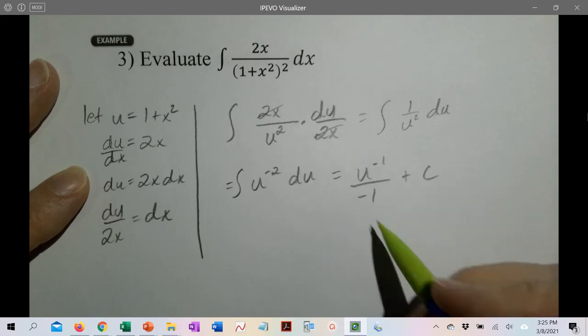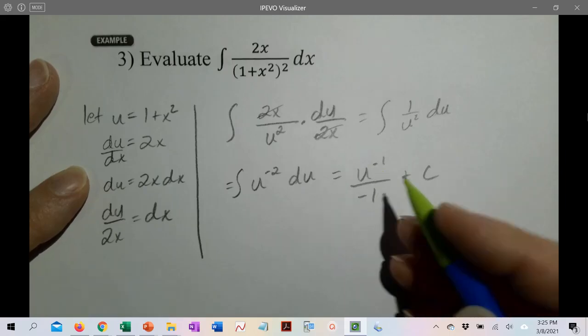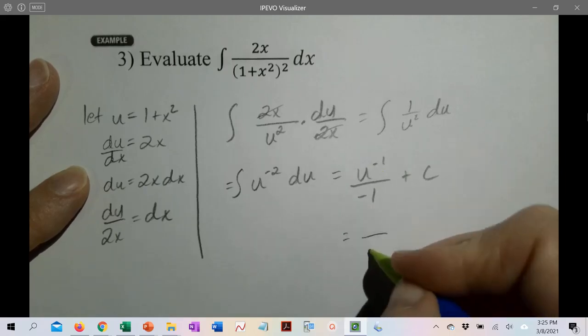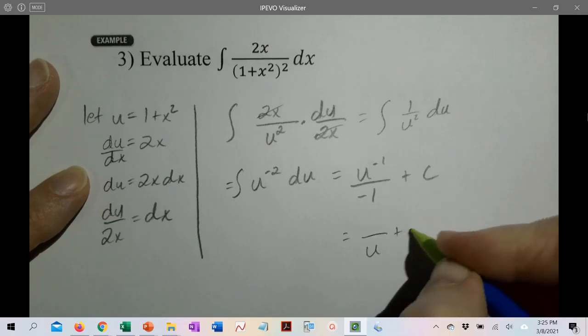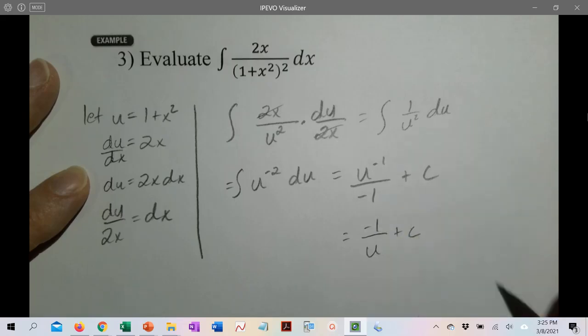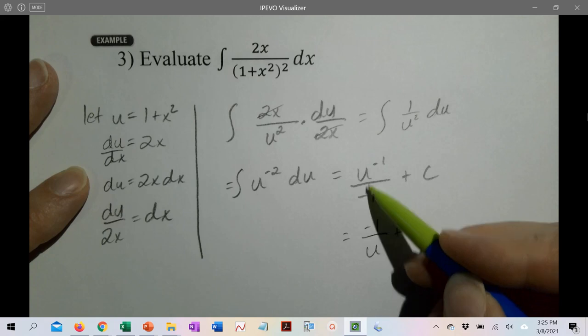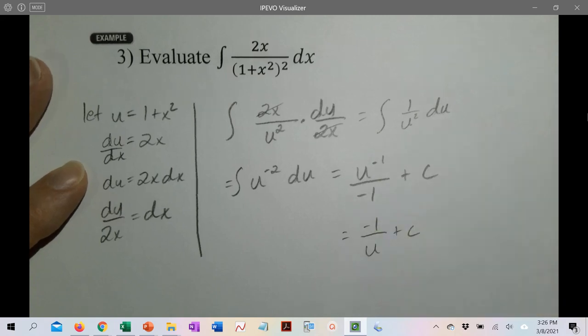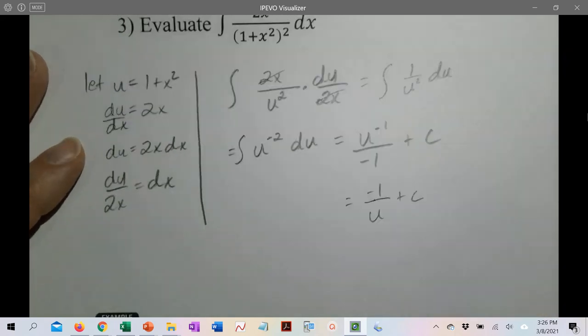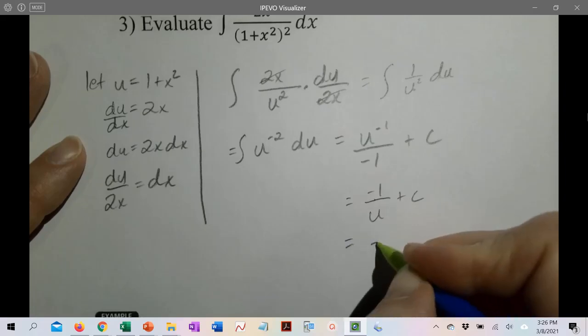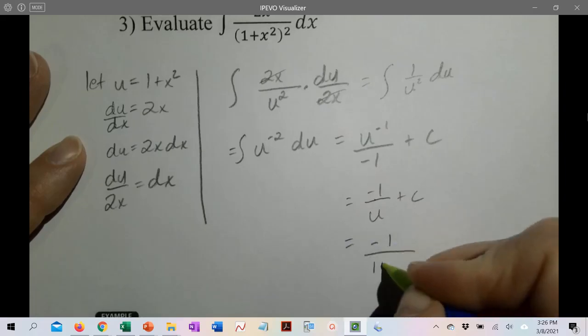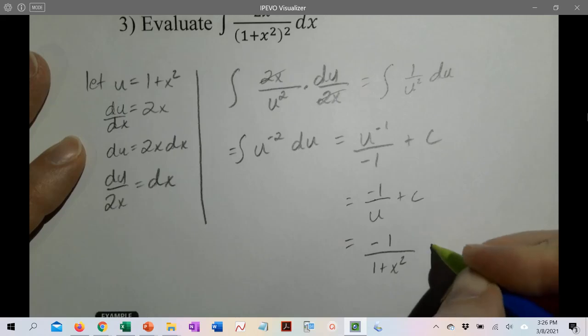And then let's do a little bit of rearranging here. I want my exponent to be positive, so I can put that u to the first on the bottom, and then that negative 1, if you'd like, you can put that on the top. Because remember, with a negative in front of a term, it doesn't matter if it goes at the top or the bottom. And then finally, I just need to back substitute. So we're going to call that negative 1 over 1 plus x squared plus c.